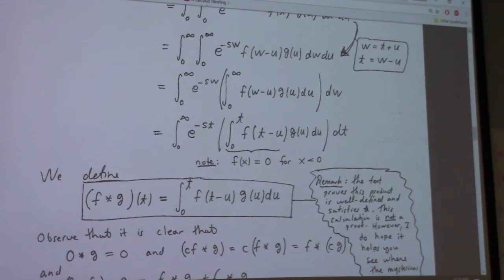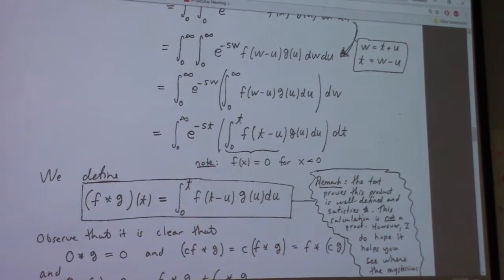Can you just clarify quickly how we turn the infinity in the upper limit of the integral on the right side into t?